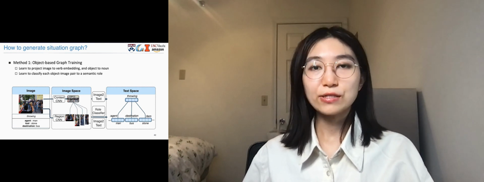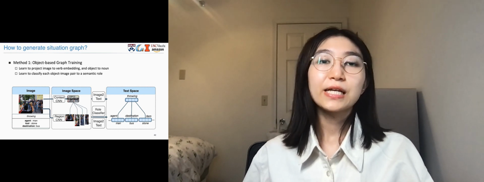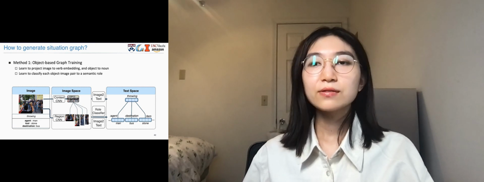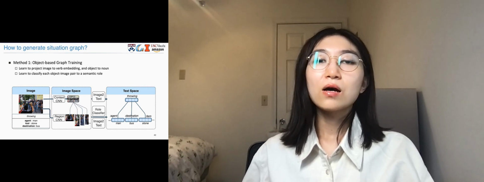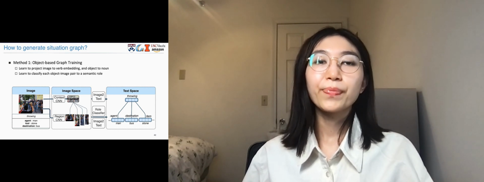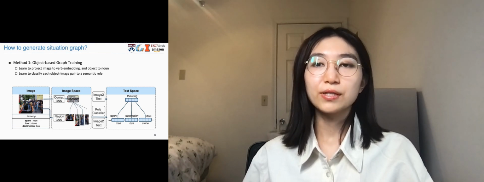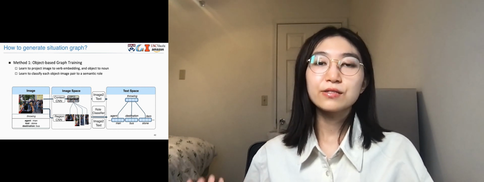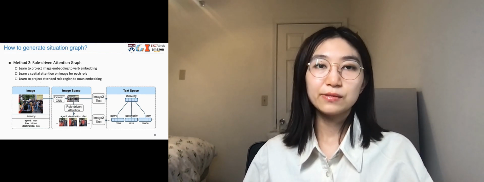To solve the first question, we develop two methods. The first one is the object-based graph. We apply an object detector to extract the objects and apply a CNN to extract their features. And then we use a projection layer to map them to word space. The projected image is optimized to be close to its situation verb. Similarly, objects are mapped to nouns. Then we apply a role classifier to determine the role of the objects. This method is limited to a predefined object class ontology. So if an object cannot be detected, then we will miss it as an argument.